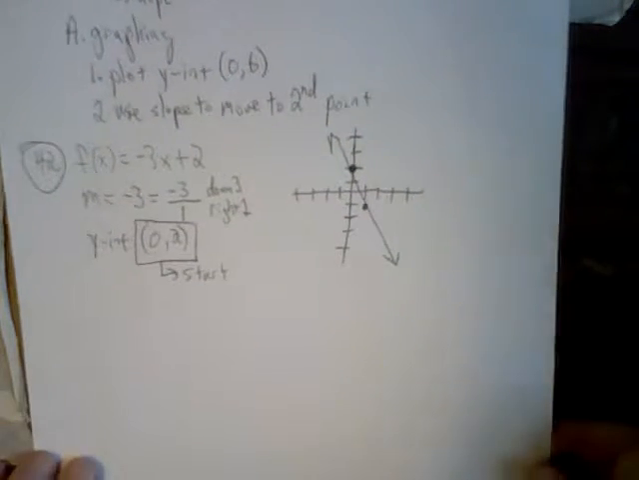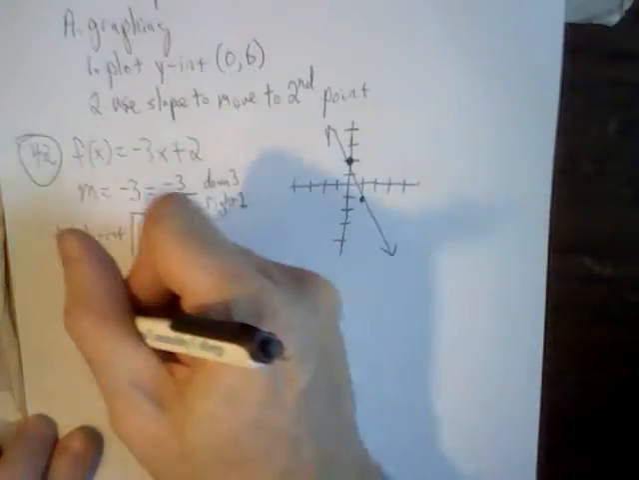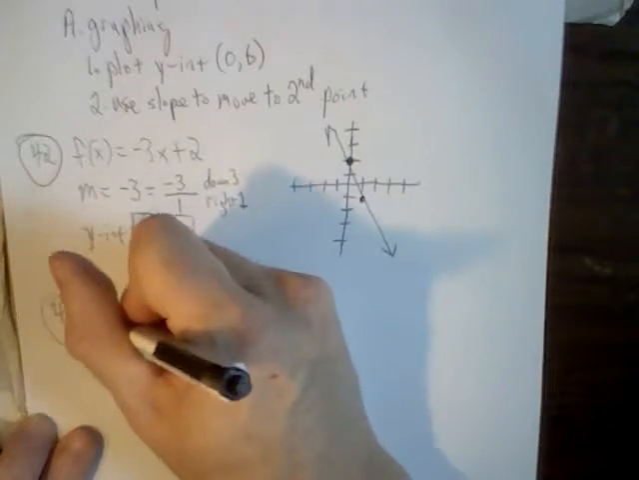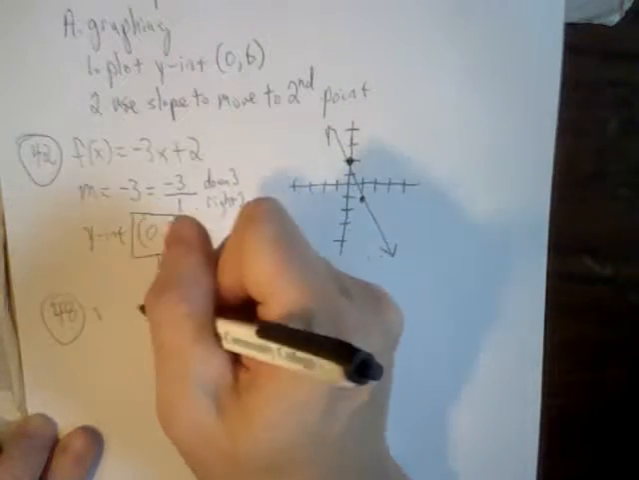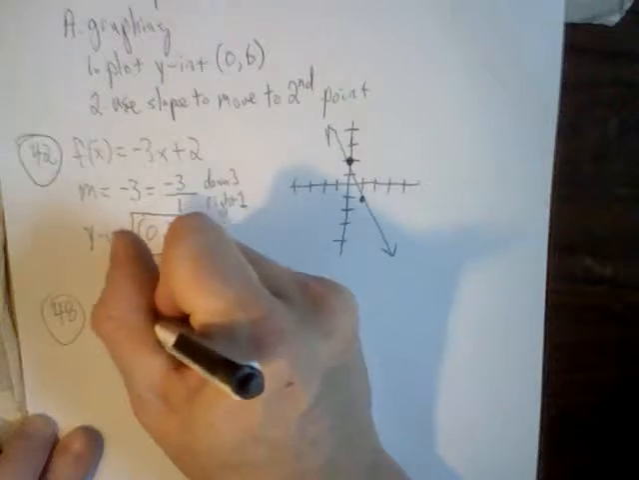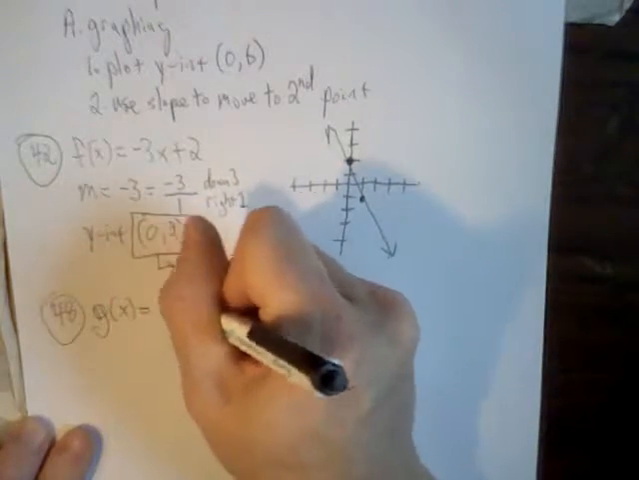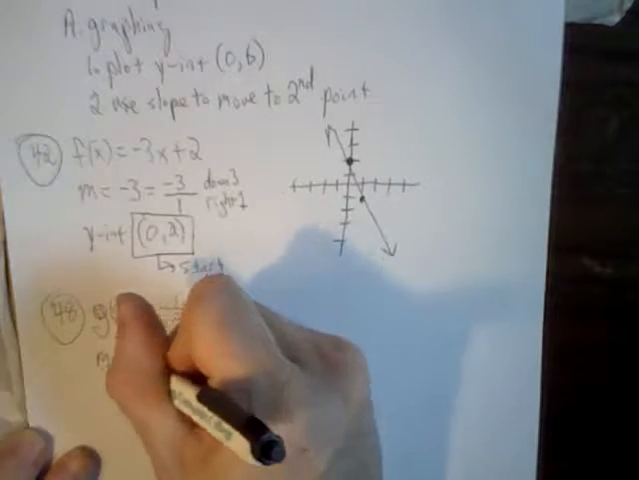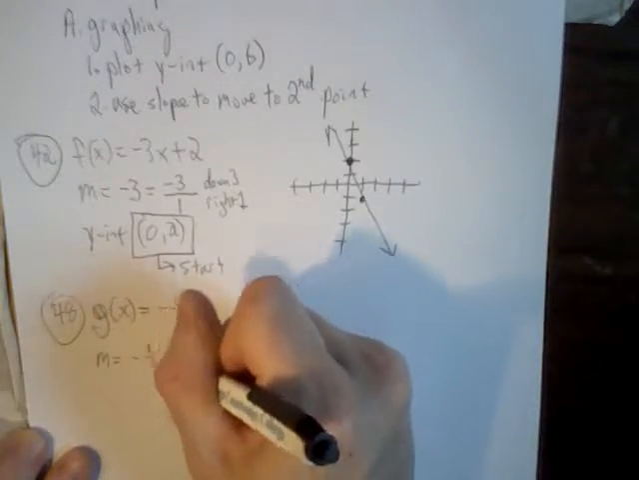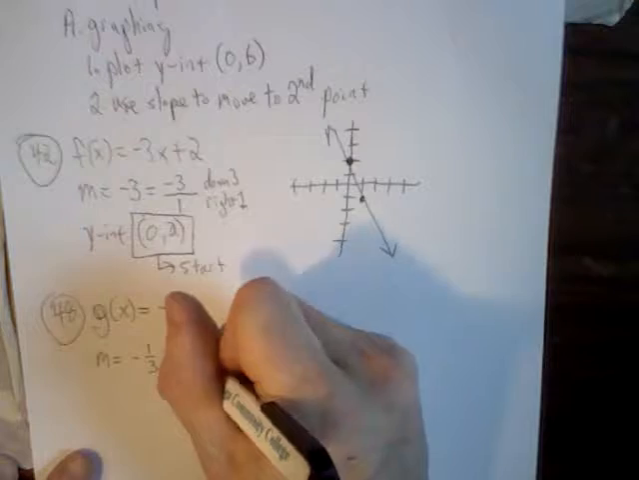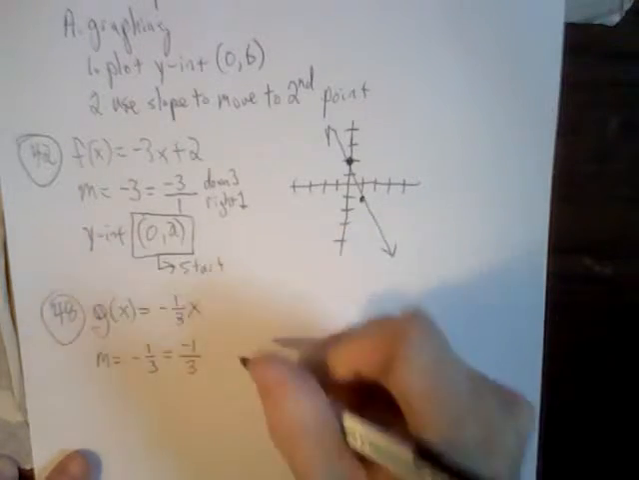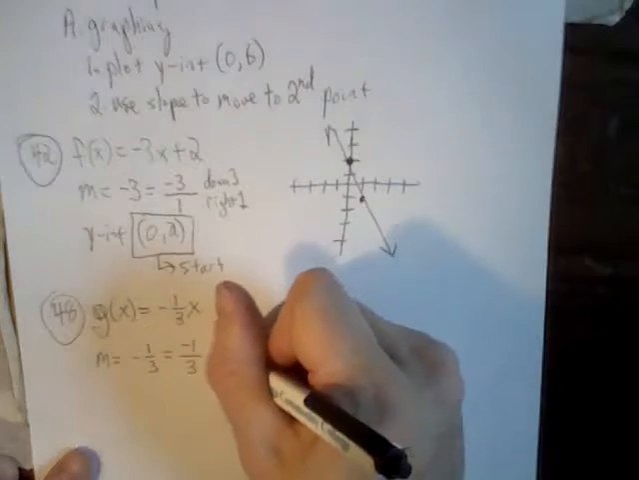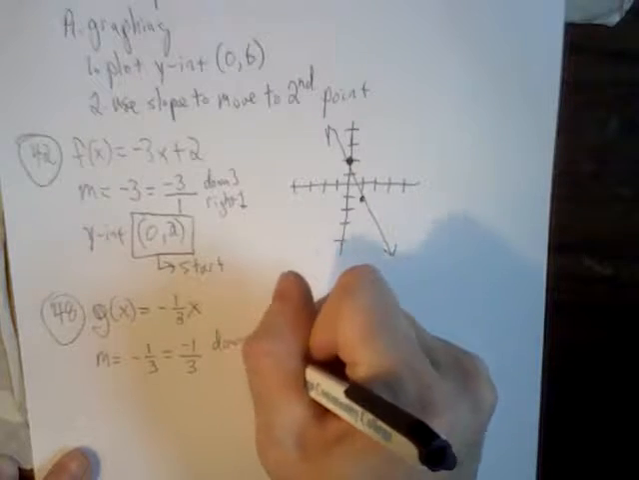Okay, so not so bad. Let's look at 48. So we have g of x equals negative 1/3 x. So it's a little different. The slope here is negative 1/3. And again, I always think of that negative as being in the numerator. And so that tells me go down 1 and then right 3.